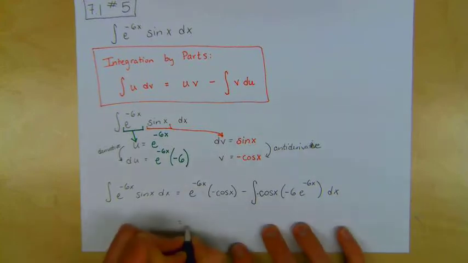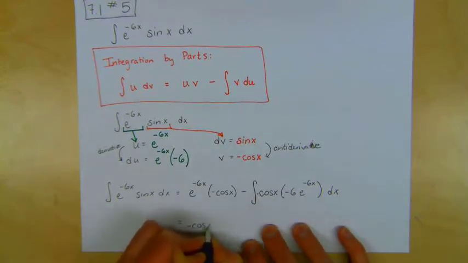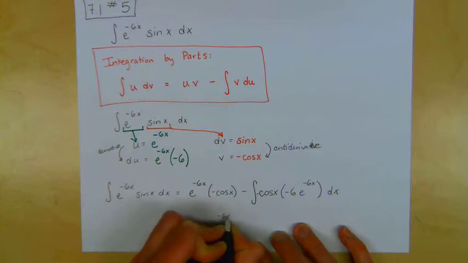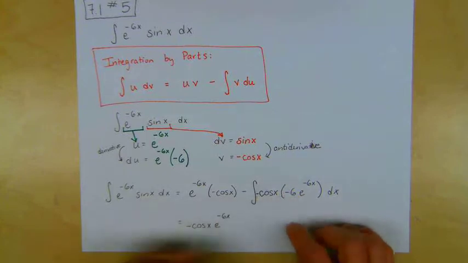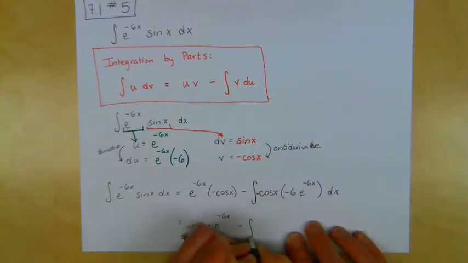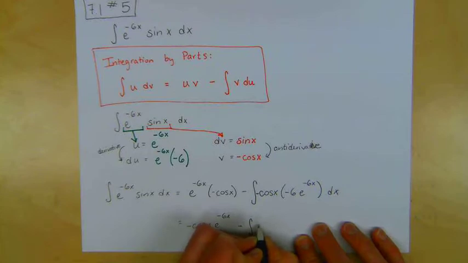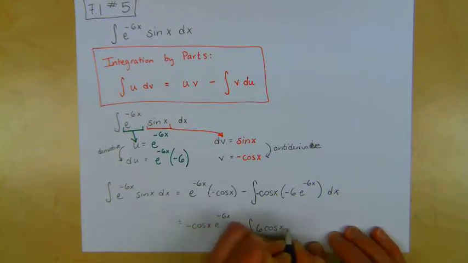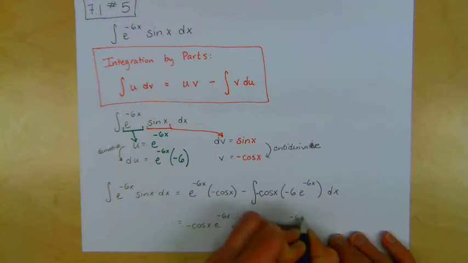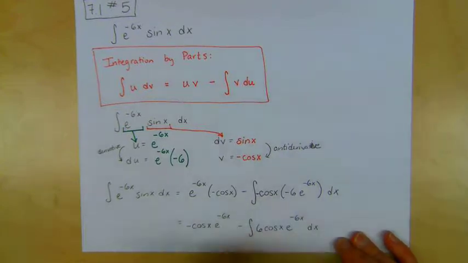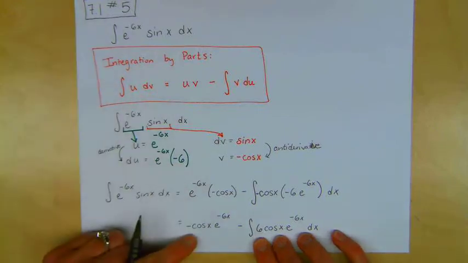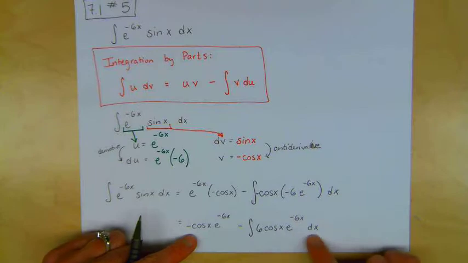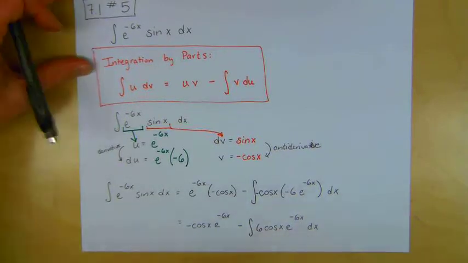I'm going to simplify this one step. Keeping this here, this becomes negative cosine x e to the negative 6x. And then let's see, a negative times a negative is positive, so I'm just subtracting the integral of 6 cosine x e to the negative 6x dx. So like we saw before, I did one set of integration by parts, and I came up with this new equation that isn't all that helpful. It turns out I need to do integration by parts a second time on this piece to complete the problem.